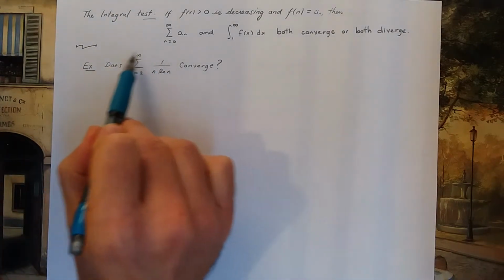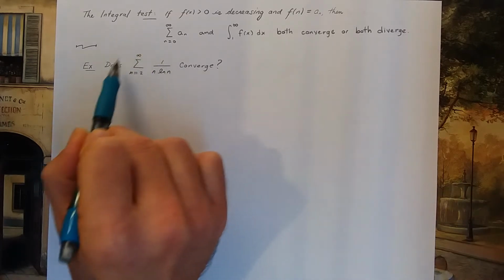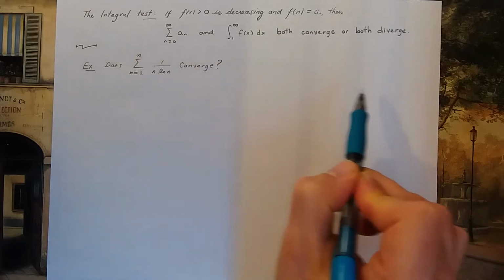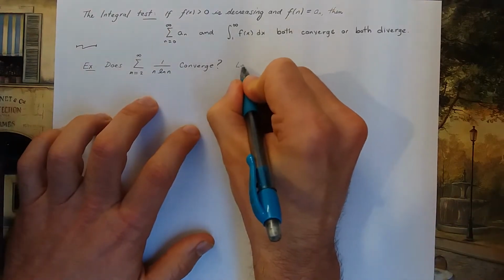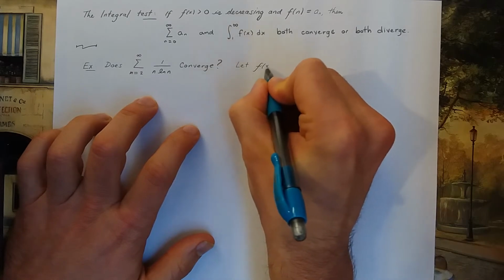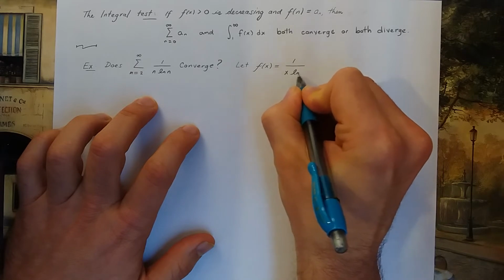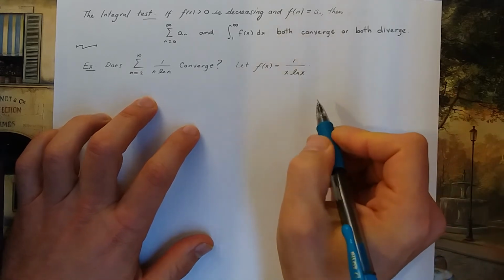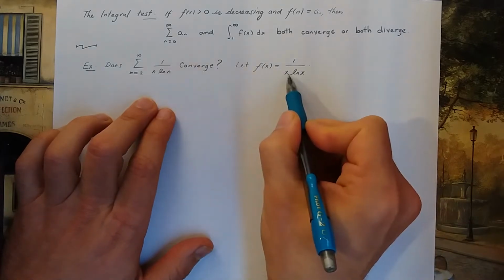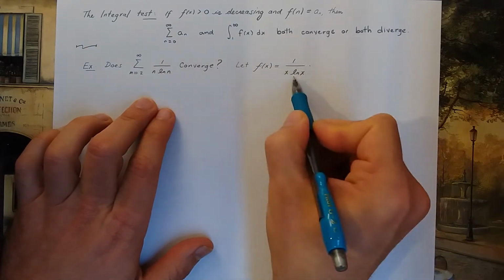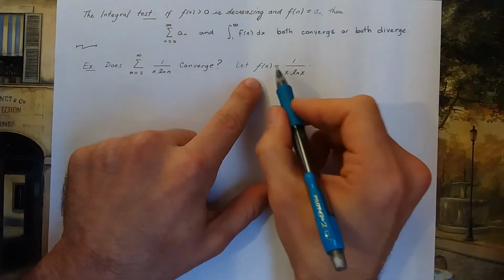Does this infinite sum converge? Are these terms adding up to a finite number or not? So I'm going to define my function f of x to be 1 over x log x. This function's positive. If you stick in numbers bigger than 2, the bottom is positive and therefore the whole term is positive. And additionally, this function's decreasing.